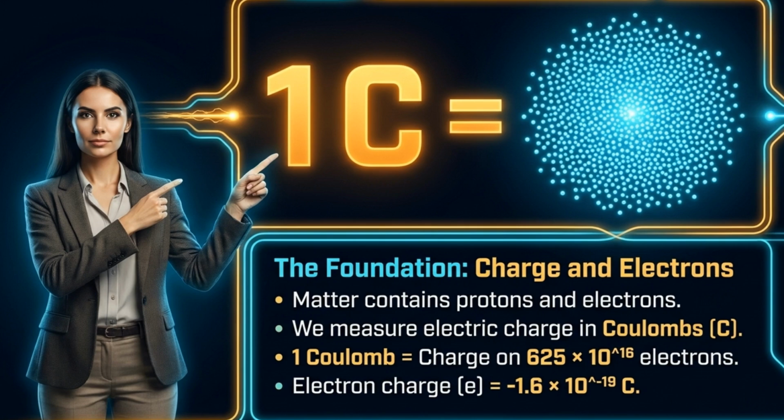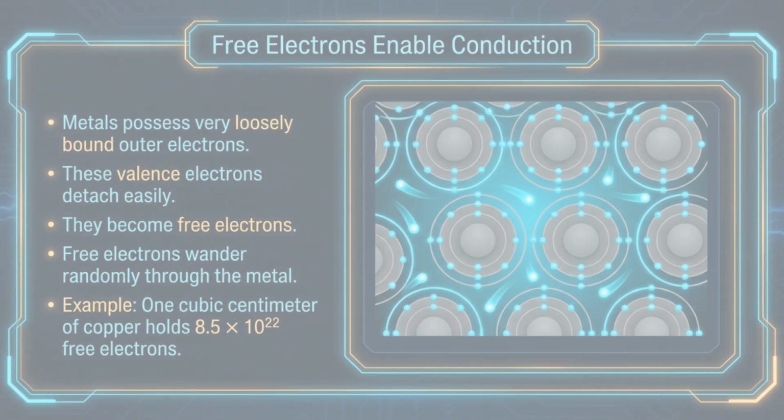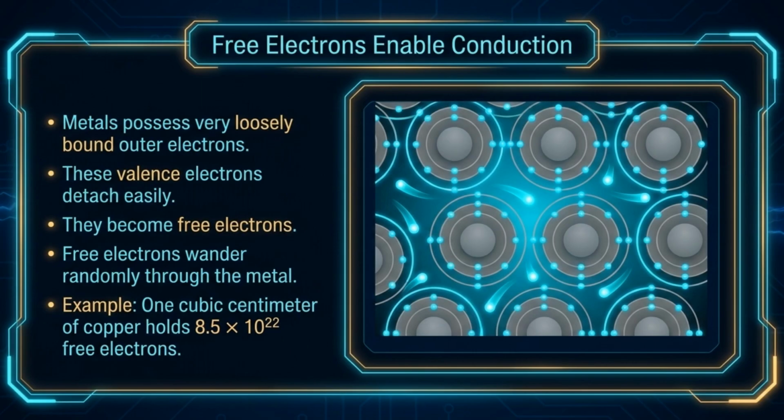Electric charge is the foundation. We measure charge in Coulomb, C. 1 coulomb is equivalent to the charge of 625 by 10 to the power of 16 electrons. Conduction relies on free electrons. Metals have loosely bound outer electrons, known as valence electrons, that detach easily and wander randomly through the material.